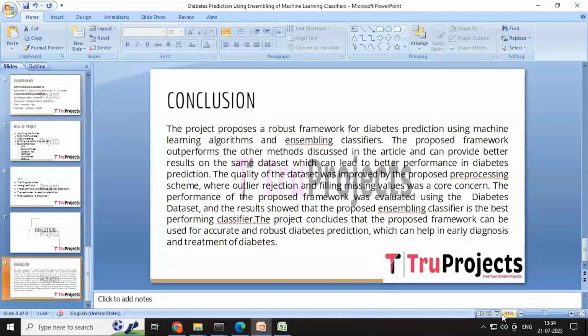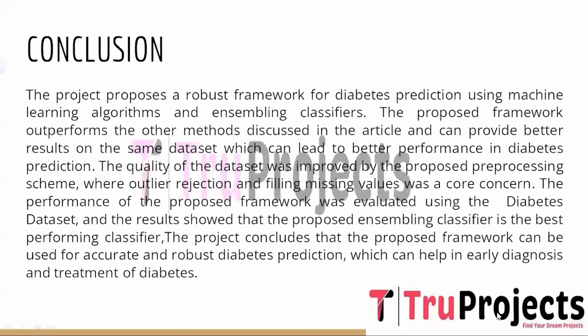In conclusion, the project proposes a robust framework for diabetes prediction using machine learning and the ensemble classifier. The proposed framework outperforms the other methods discussed in the article and provides better results on the same dataset, which leads to better performance in diabetes prediction. The quality of the dataset was improved by the pre-processing scheme, where outlier rejection and filling the missing values was a core concern.